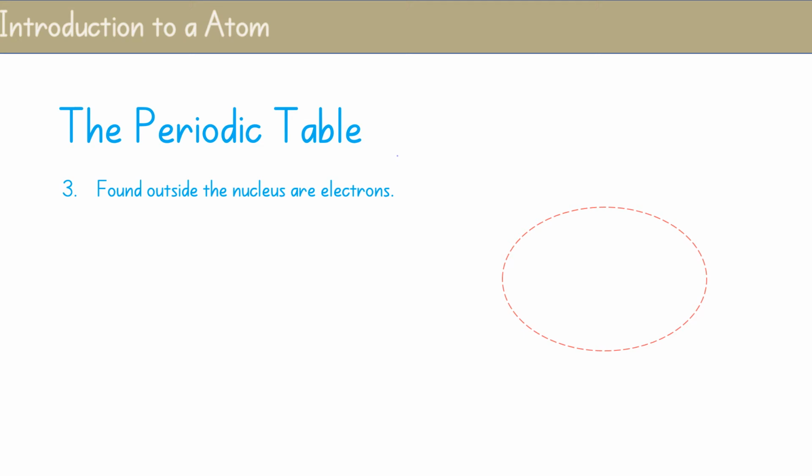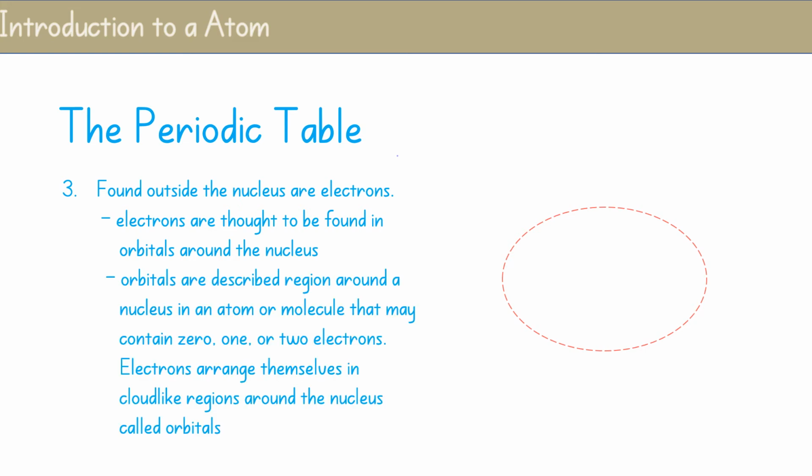Found outside the nucleus are electrons. Electrons are thought to be found in orbitals around the nucleus. Orbitals are described as the region around the nucleus of an atom or molecule that may contain 0, 1, or 2 electrons. Electrons arrange themselves in cloud-like regions around the nucleus called orbitals.